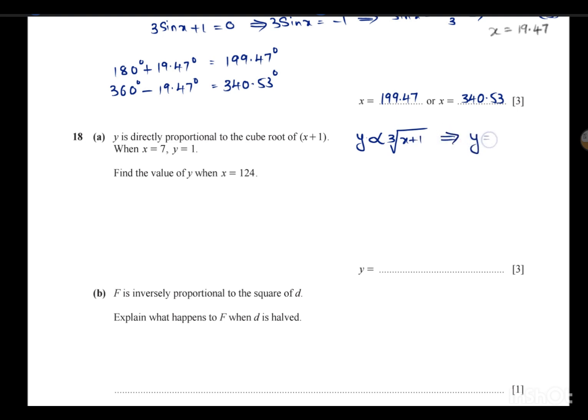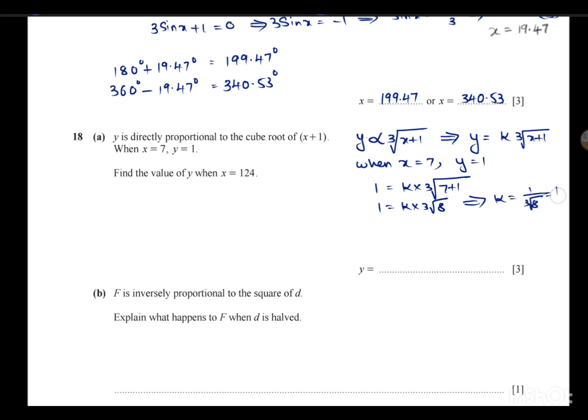So this will be written as an equation using k as a constant multiplied by the cube root of x plus 1. Now you will substitute the x and y values. X is equal to 7, y is equal to 1. So 1 is equal to k multiplied by the cube root of 7 plus 1. So 1 is equal to k into the cube root of 8. This gives you k is equal to 1 by the cube root of 8, which is 1 by 2, since the cube root of 8 is 2. So the k value is 1 by 2.